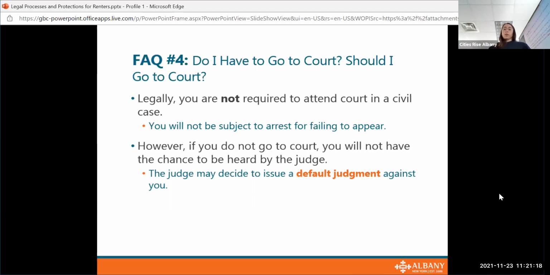The judge wouldn't have the opportunity to hear your side of the story if you don't go to court, and the judge may also issue a default judgment against you. And again, if you're unable to make it to court, it would be a good idea to reach out to legal aid, because you would then be able to have a lawyer show up on your behalf, even if you had childcare or work or some other issue that prevented you from actually being there.